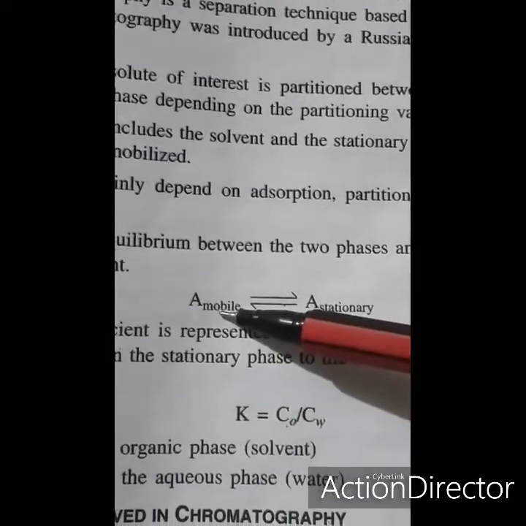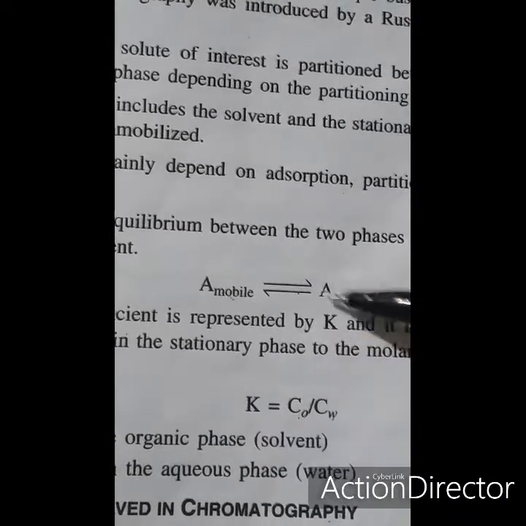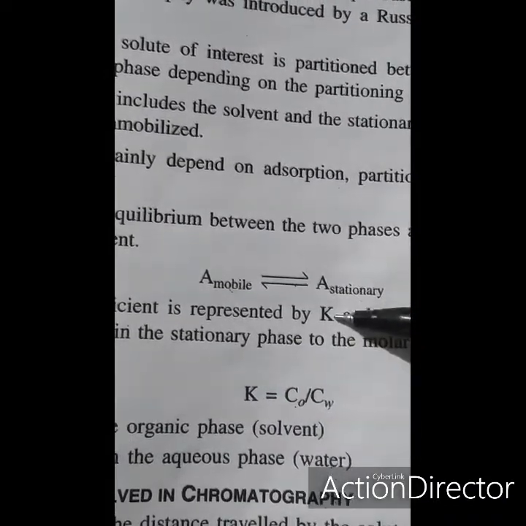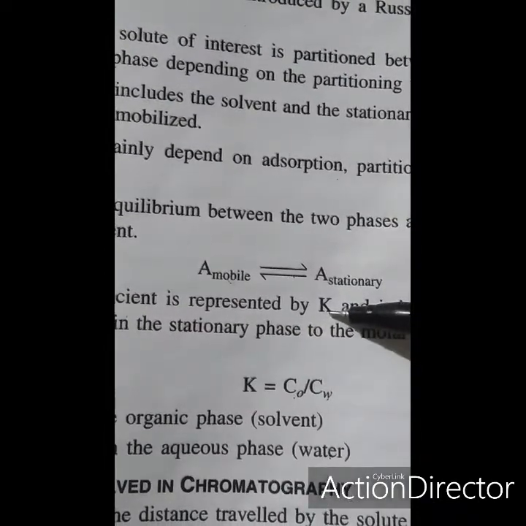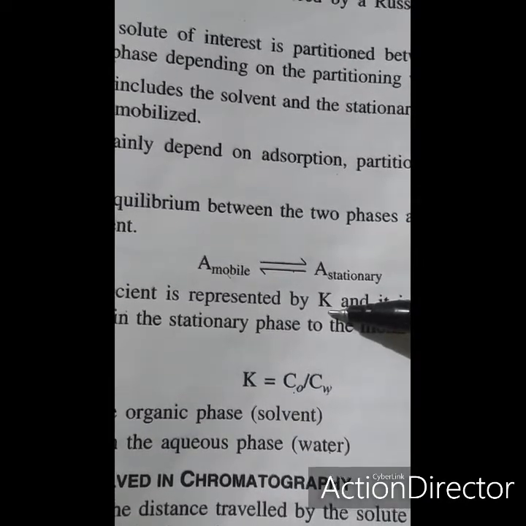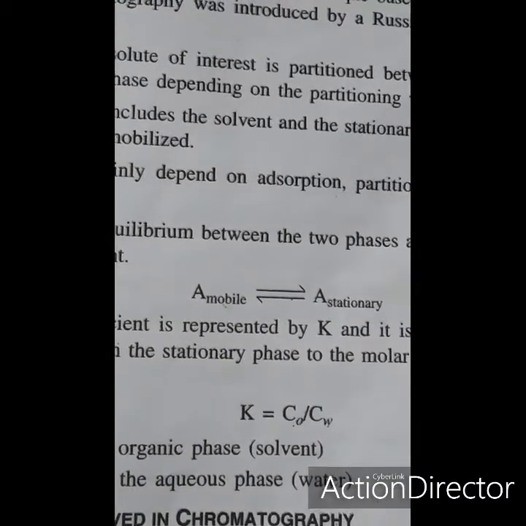Here you can see that the analyte of interest is in equilibrium between the two phases, the mobile phase and the stationary phase, and this distribution depends on the partitioning coefficient value K, which is nothing but the concentration of analyte in one phase to the concentration of analyte in the other phase.